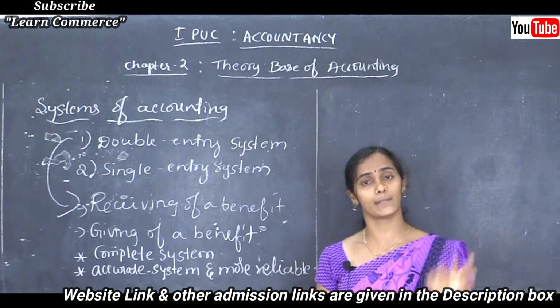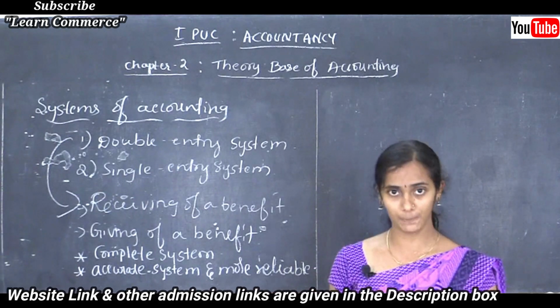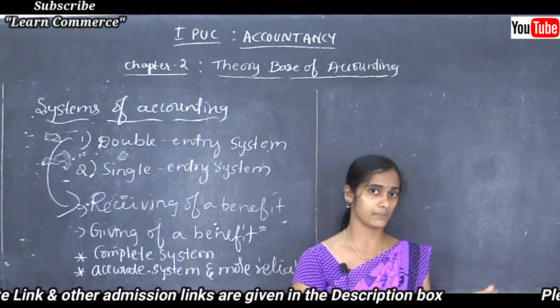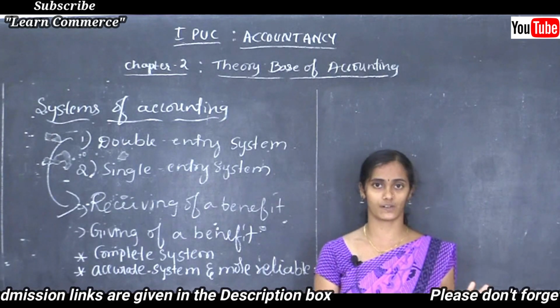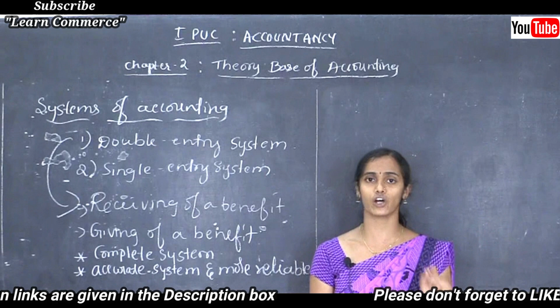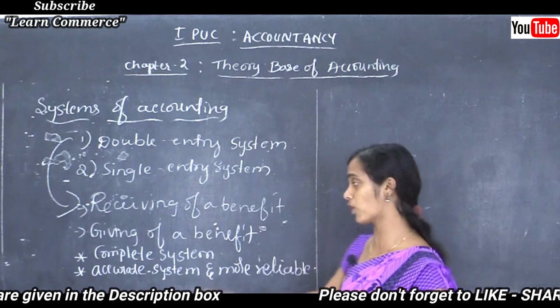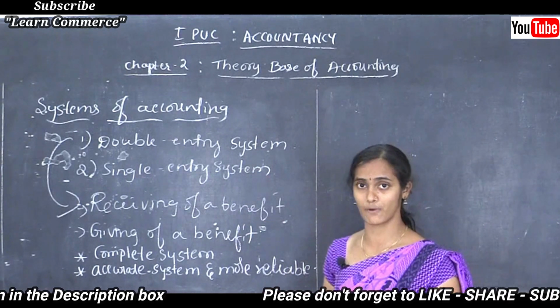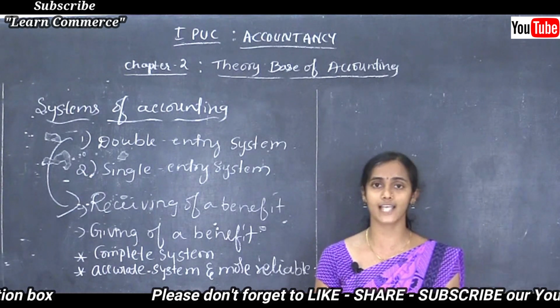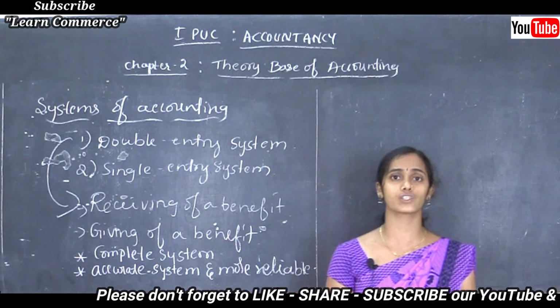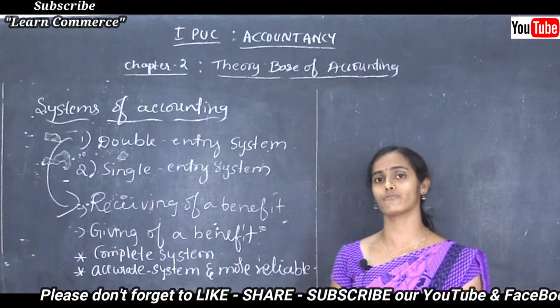This double entry system can be adopted by small organizations as well as large organizations. Most large organizations follow this double entry system of accounting in order to get the exact amount of profit or loss, or the exact amount of financial performance.